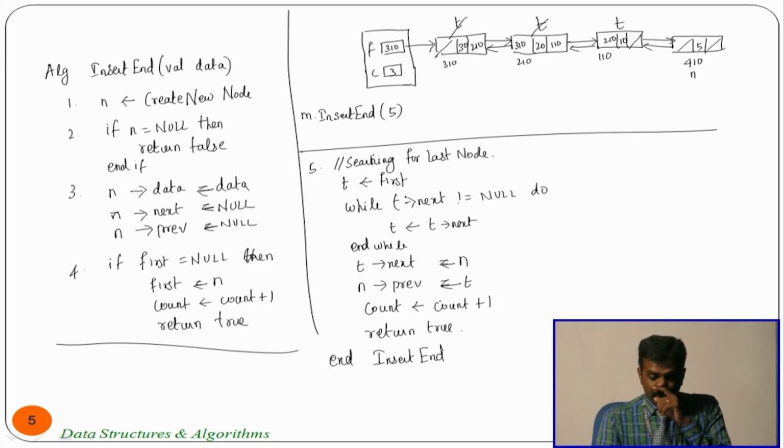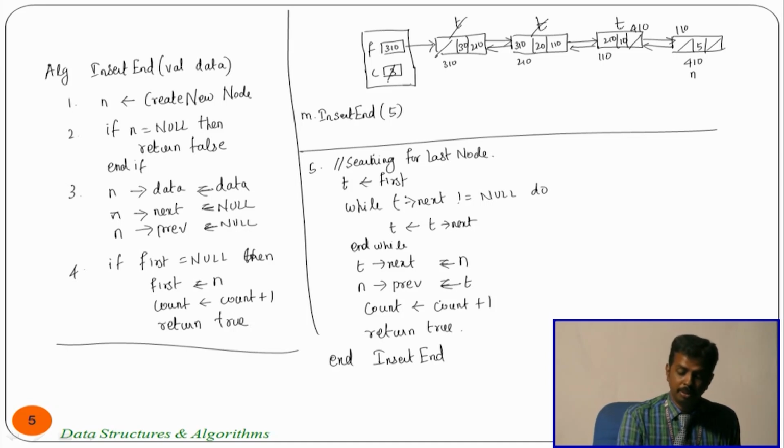Okay, so what? This link will be created, 410 is copied to here, and then what? The 110 is copied to here. So then what? The length count will be updated to 4 and it will return. So this is the pseudo code for inserting a node at the end of the list.